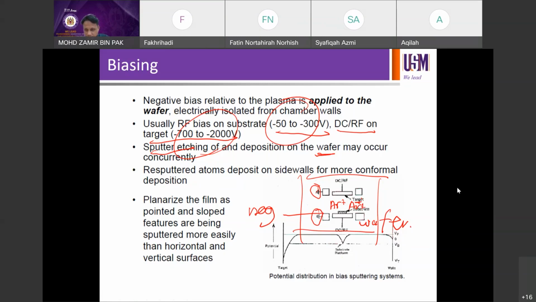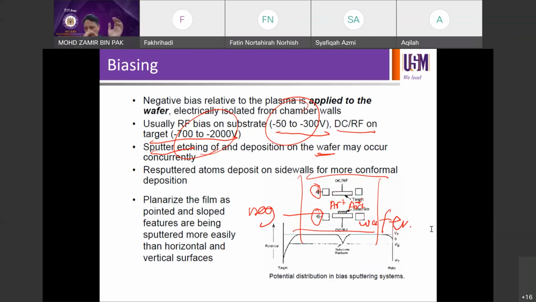Let's give some response. Faham tak sputter etch? Pening sikit, alright? Pening. Ada lagi tak pening? Ke yang lain okey? Yang lain okey ke? Ataupun semua pening? You pening, okay, right, that's right. So pening lah, okay, 3 orang pening. So saya kira semua pening lah, senang sikit.